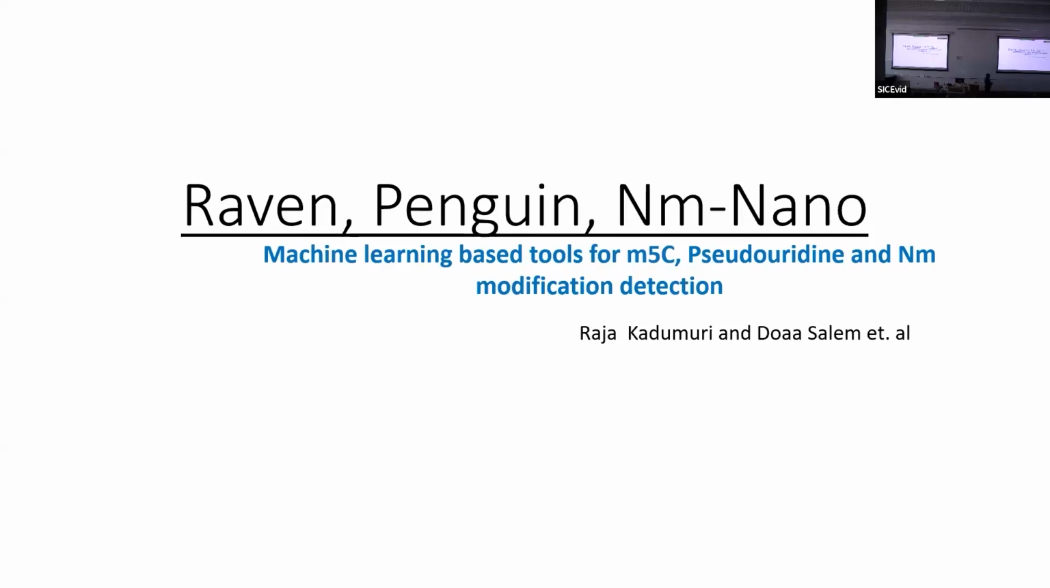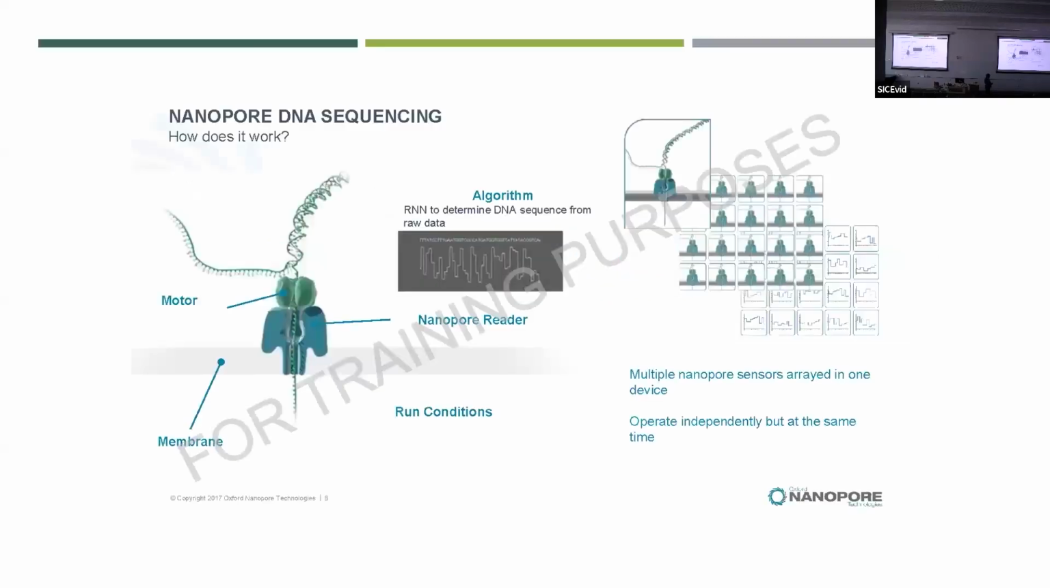Each of these tools has been built for a specific purpose. This one has been built for predicting m5C. This one has been built for predicting pseudouridine, and a lot of industry is interested in pseudouridine prediction. So Penguin is popular. And NM Nano is for predicting backbone modification. I'll elaborate on what goes behind this.